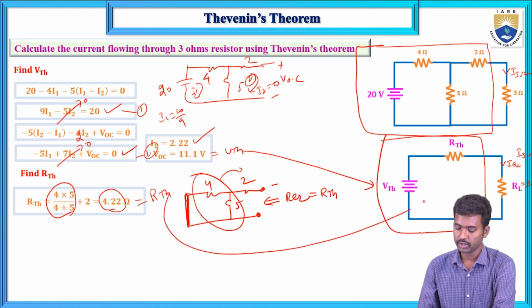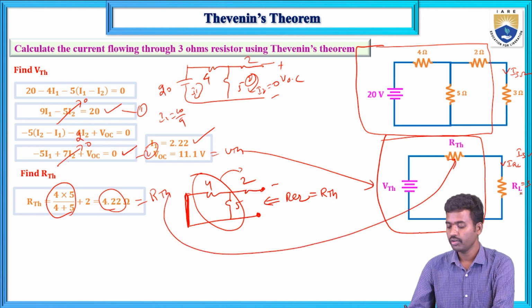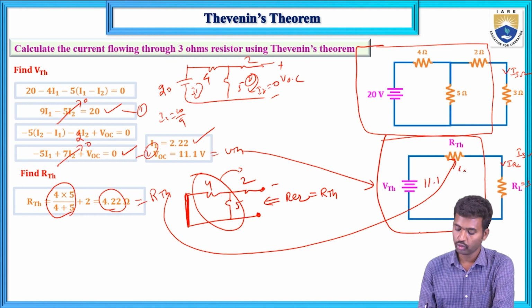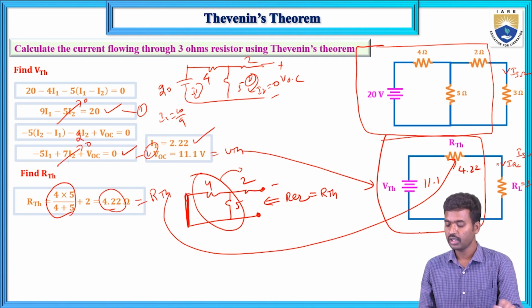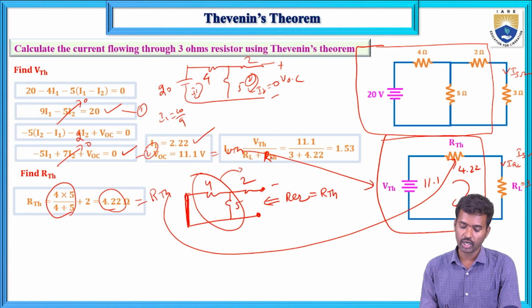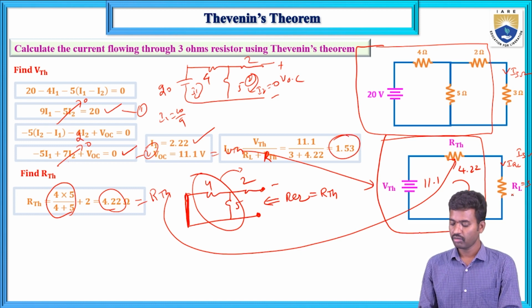So this RTH can be substituted here. Now RL we know here, and RTH and VTH are calculated from these two steps, and then substitute here. This one is 11.11 and this one is 4.22. Now calculate the current value. This is the IL. If you apply KVL in this directly, you will get IL equals VTH by RTH plus RL. Now VTH by RL plus RTH equals 11.11 divided by 3 plus 4.22, that equals 1.53. This current equals 1.53 amperes.